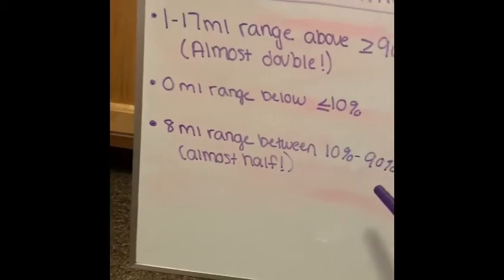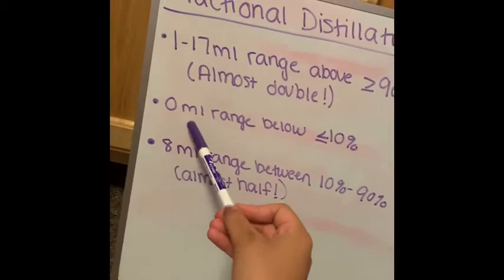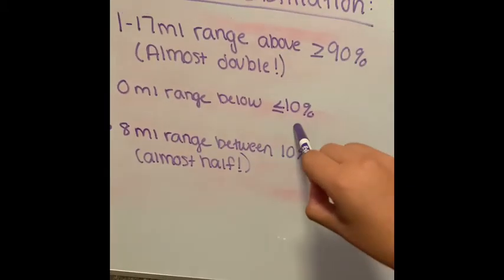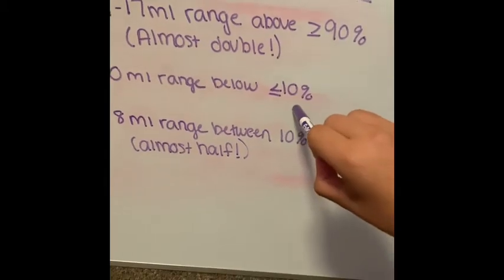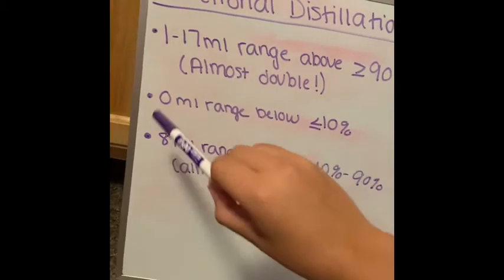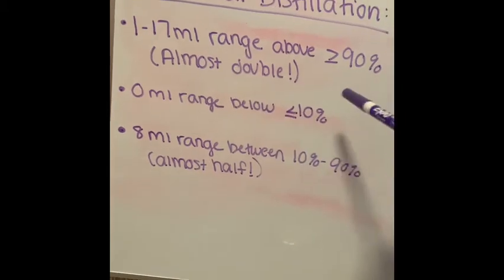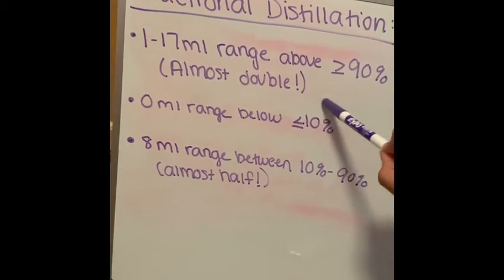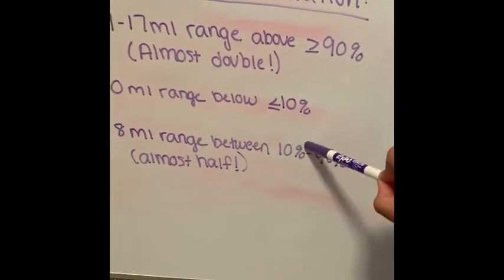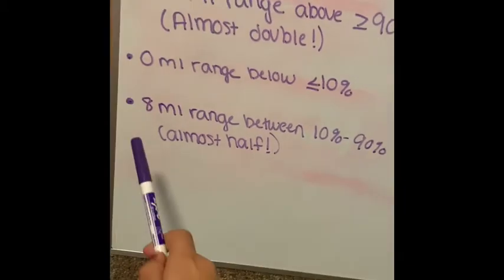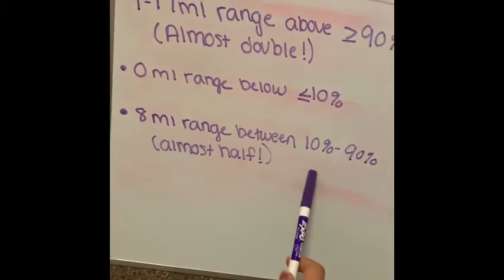The only downside of the fractional distillation is that it has a 0 milliliter range below 10%. If you remember, one of our target goals was to increase this number. But with only a 3 milliliter difference, I would say that the almost double in the above 90% portion completely outweighs this small inconvenience. And lastly, we have an 8 milliliter range between 10 to 90%.